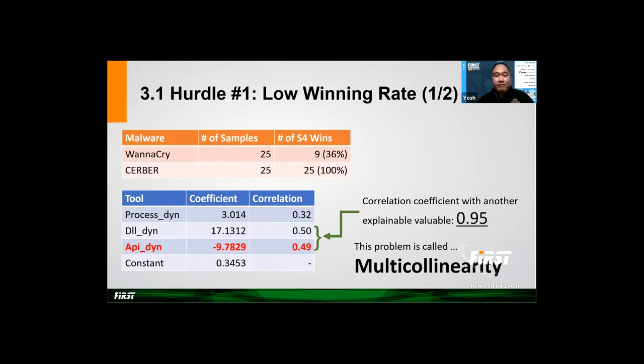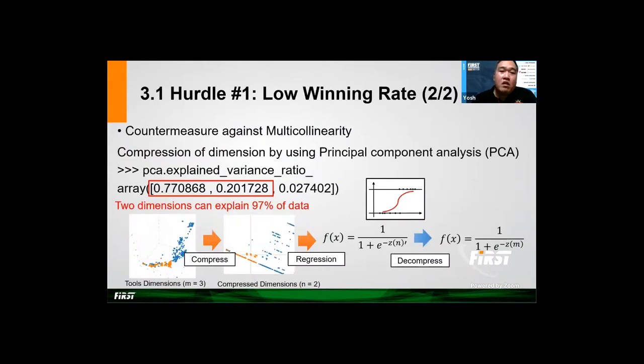Why is this? When we look at other explanatory variables, we found that there was a very strong correlation with another explanatory variable. This problem is called multicollinearity, and it is one of the problems that must be avoided in various machine learning. There are several countermeasures. A simple solution is to disable one of the correlated data, but in this case, it could be extreme data.